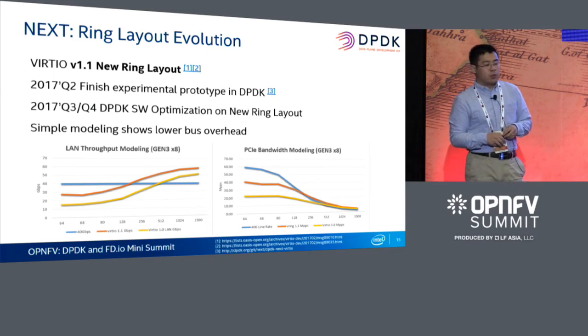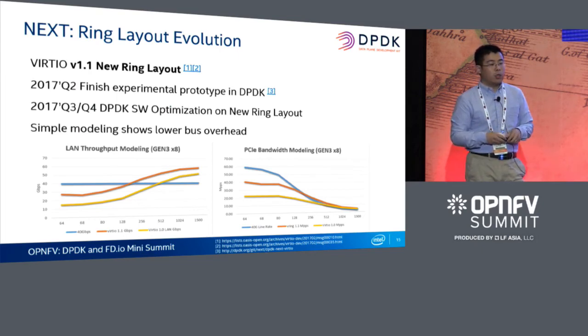We have an experimental prototype in DPDK, so there's a link there. You can get the code and run it. And essentially, you can do any optimization and put your idea in based on that code to prove your ideas work and have better performance. And then you can send it back to the community. The Intel DPDK team will spend the next few months working on software optimization based on that ring layout. Once we can find a good approach, we will propose it to the community and feed back to the open source code in the community.